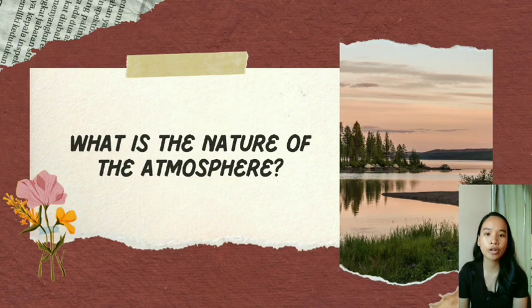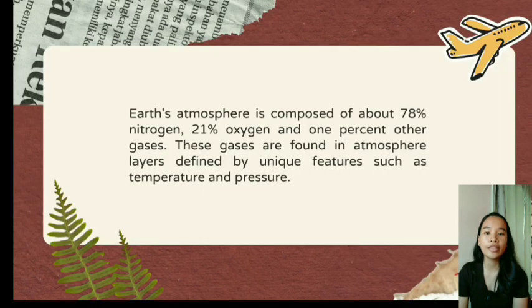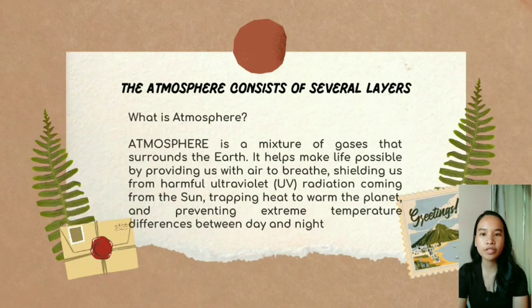So what is the nature of the atmosphere? Earth's atmosphere is composed of about 78% nitrogen, 21% oxygen, and 1% other gases. These gases are found in atmospheric layers defined by unique features such as temperature and pressure. The atmosphere consists of several layers.